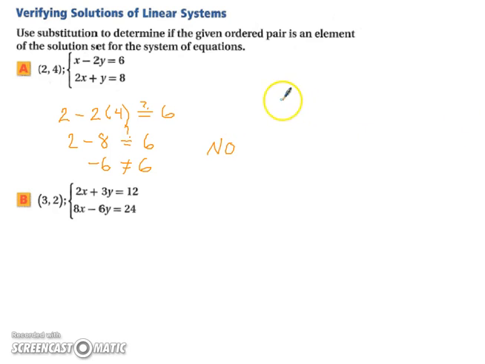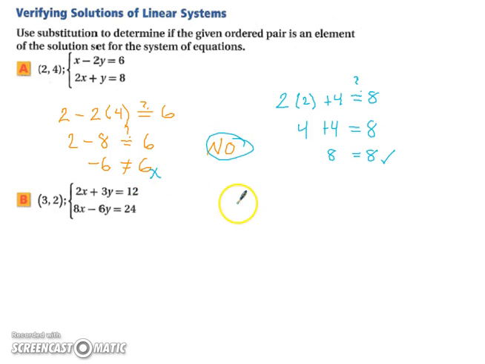For example, you have 2 times 2 plus 4, and we want to know if it equals 8. Well, we have 4 plus 4, and 8 equals 8. So it works for one, but not the other. As soon as it doesn't work for one, it automatically means the answer is no.